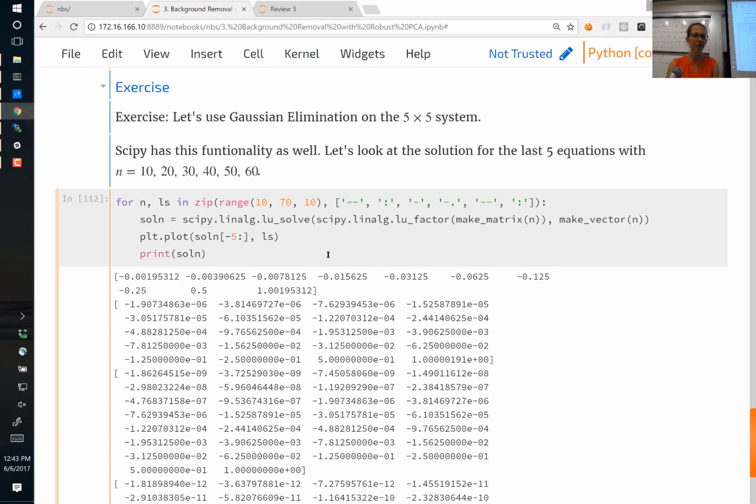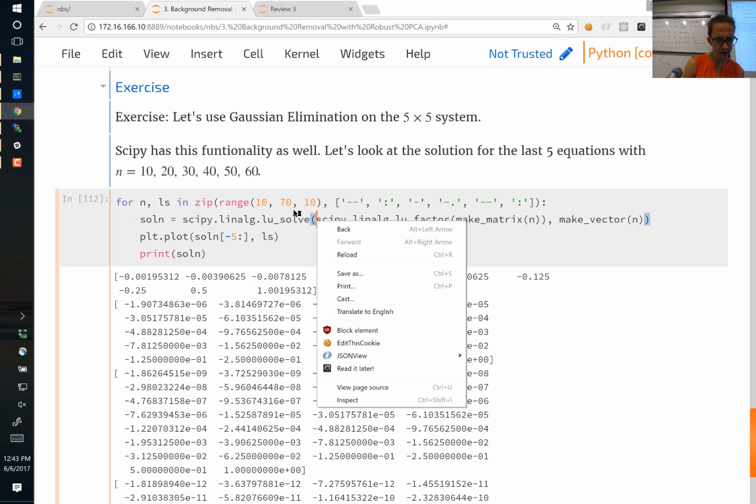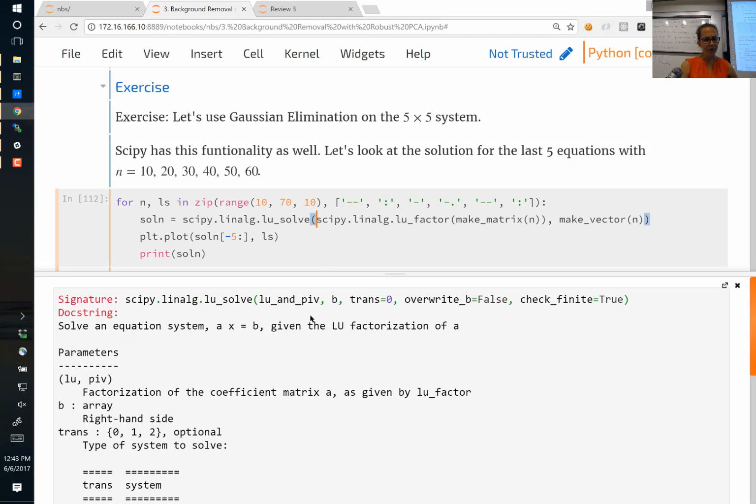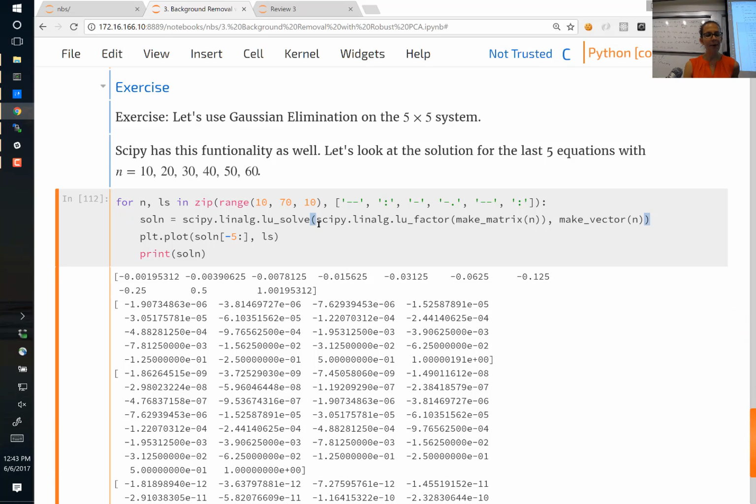But here we're going to use scipy.linalg, which has an LU solve. You're going to pass it a matrix and then the vector that you're trying to solve for. This solves AX equals B: you give it A and B, and it returns X for you. I'm running this for matrices of size 10, 20, 30, 40, 50, 60 to see what happens.